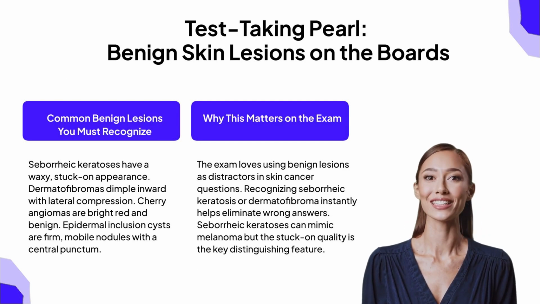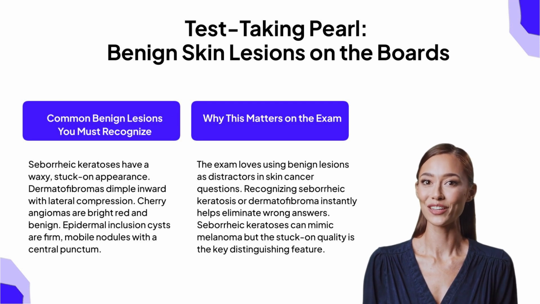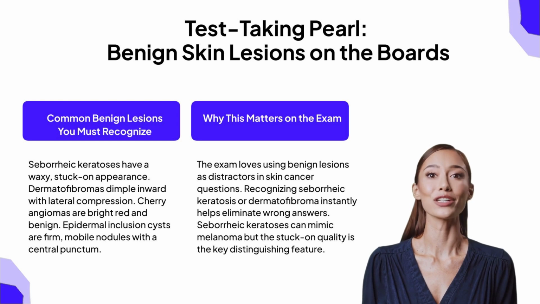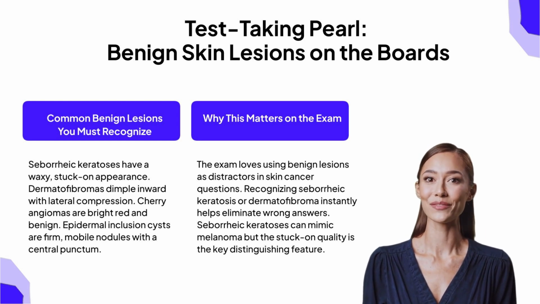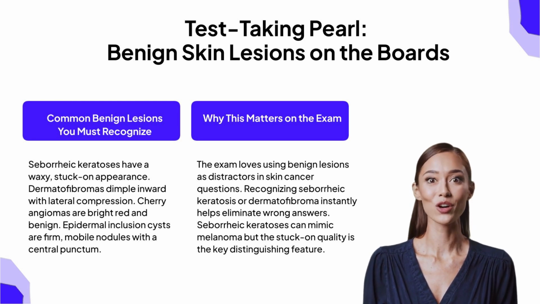Here is a critical test-taking pearl about benign skin lesions on the boards. You absolutely must be able to recognize the classic descriptions of common benign lesions because the boards love using them as distractors in skin cancer questions. Seborrheic keratoses have a waxy, stuck-on appearance and are the most common benign skin tumor in older adults.